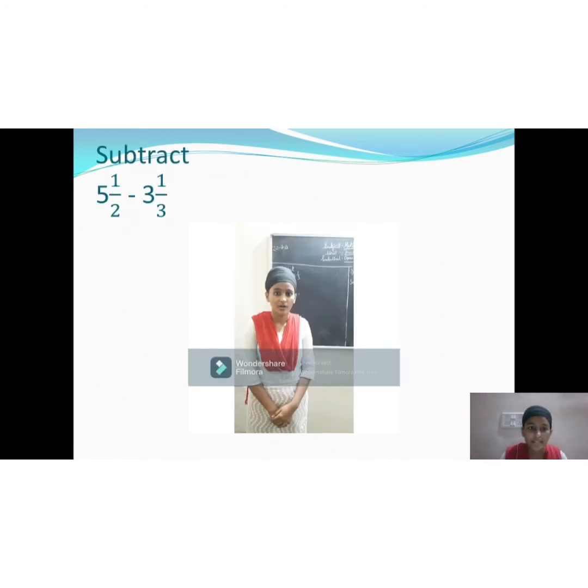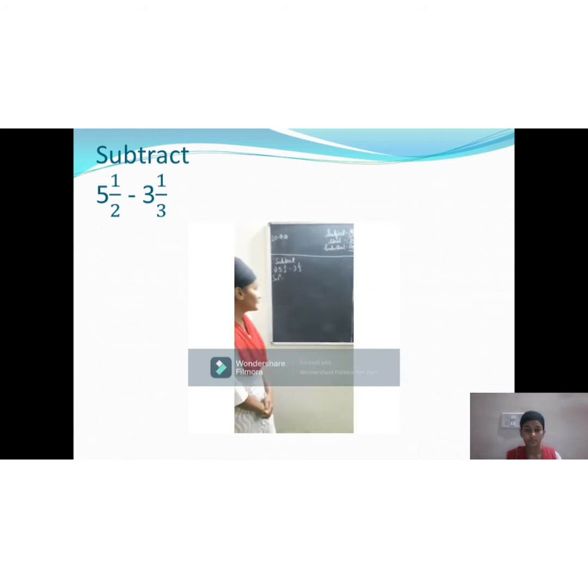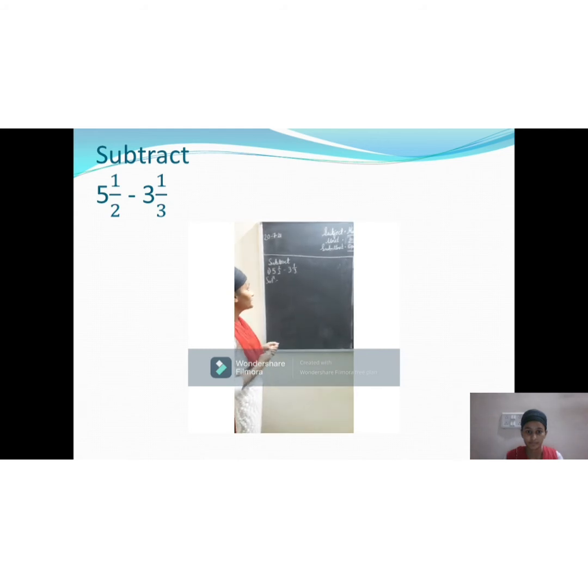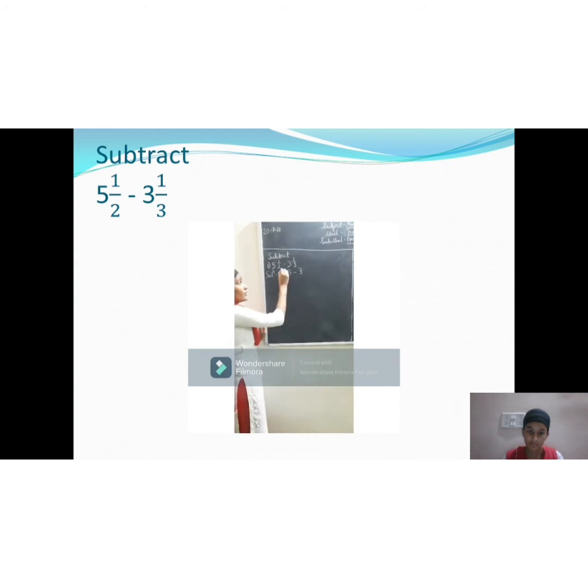Okay, so now let's see a sum for subtraction. 5 1 upon 2 minus 3 1 upon 2. Okay students, so now we'll see a sum based on subtraction of the mixed fractions. Again, this also has two methods like the addition one. Here also you will take the whole numbers first and then the fractions. So which are the whole numbers? 5 and 3, right? 5 minus 3.